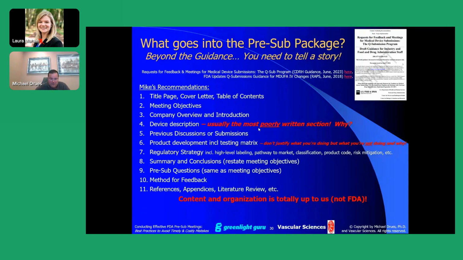Your regulatory strategy, obviously, summaries, your pre-sub questions, and as we'll talk about, the pre-sub questions are exactly the same as the meeting objectives in my book. Only one is phrased in the form of a statement, the other is phrased in the form of a question. But other than that, they are the same. They are substantially equivalent. Method of feedback and references, lit review, whatever else is necessary. The content and the organization is totally up to you, not up to the FDA.